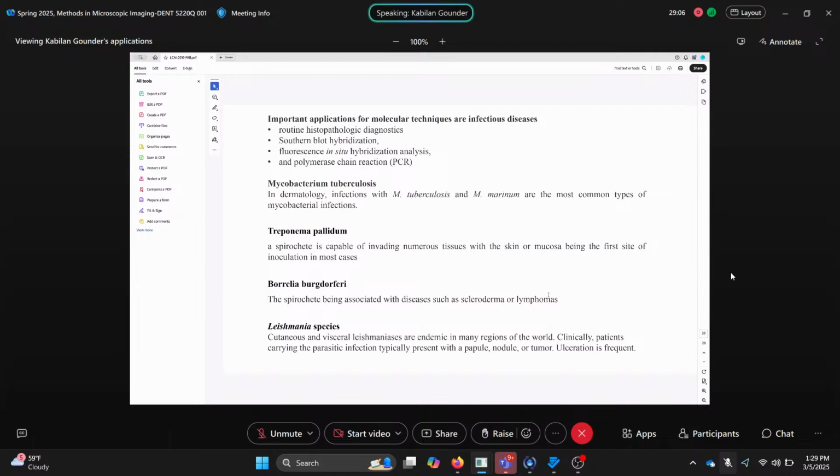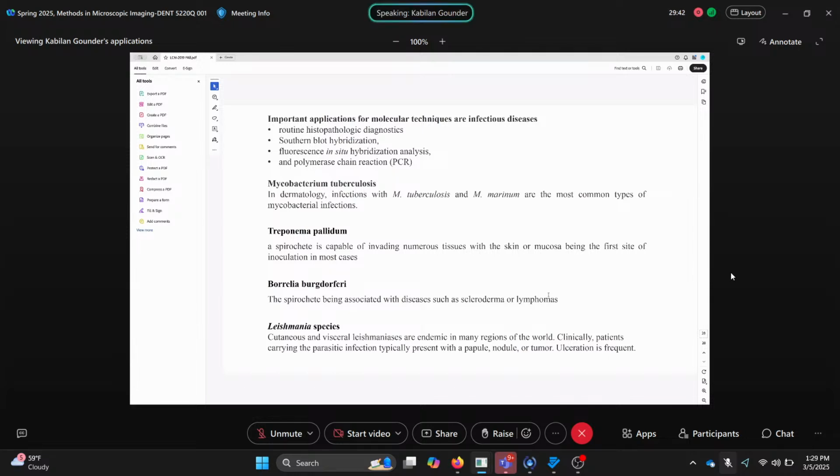Also, the important applications of molecular techniques are not only for cancer or tumors, but also for infectious diseases. We can use this technique for routine histopathological diagnosis, Southern blot hybridization, fluorescence in situ hybridization analysis, that is the FISH technique, and also PCR.